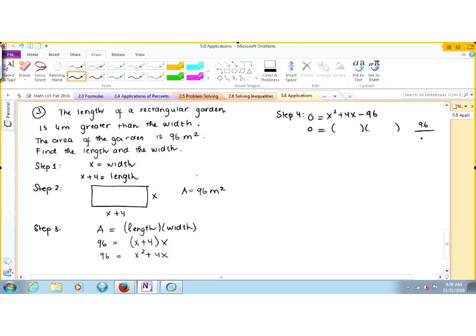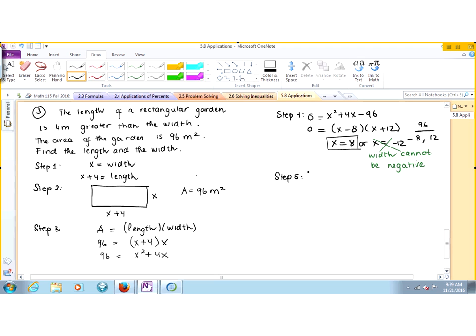Factor 96. So you said 8 and 12? Yes. So x minus 8, x plus 12. Yes. So x is equal to 8 or x is equal to negative 12. Yes, that's right. So which one do we choose? 8. Why don't we choose negative 12? Yes. So width can't be negative. All right, good.